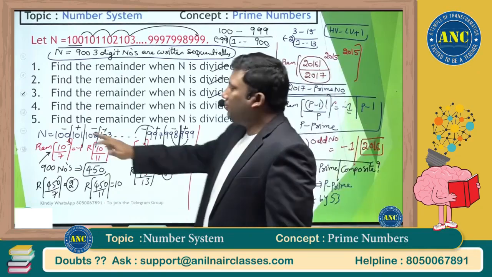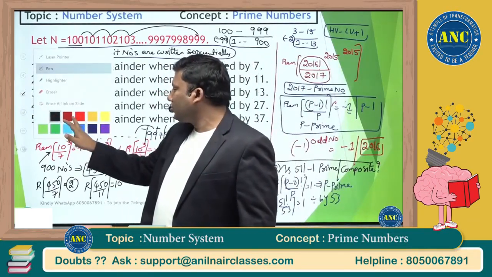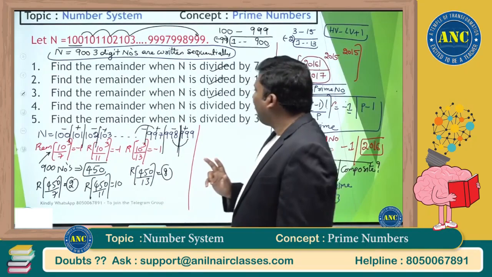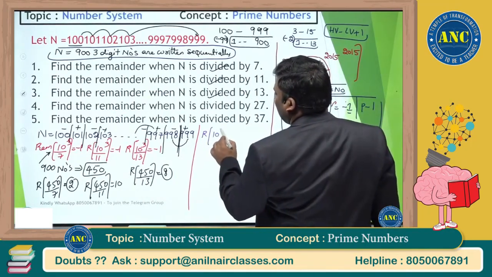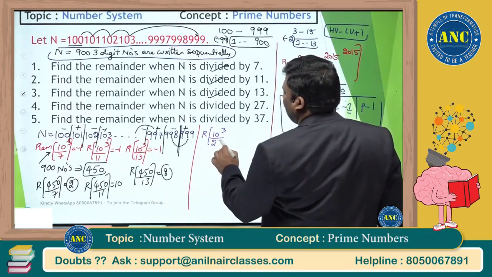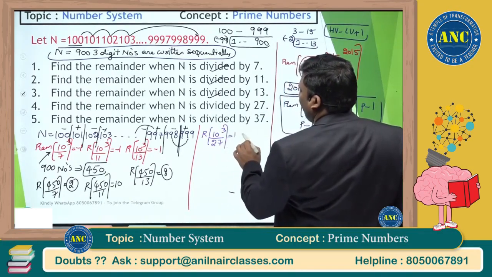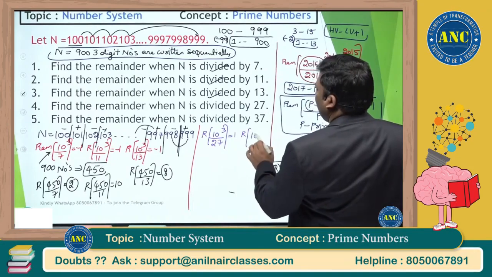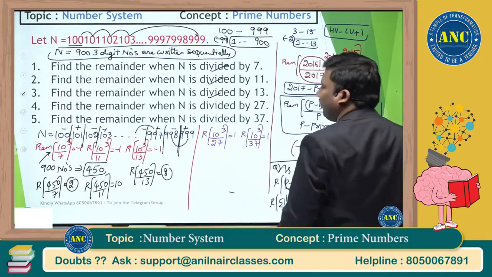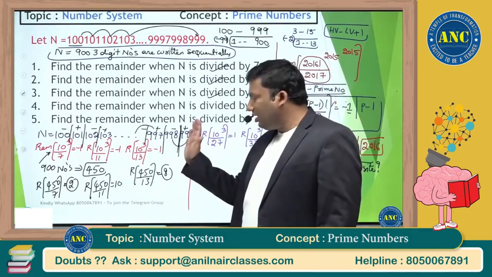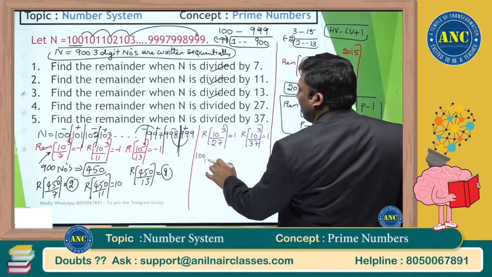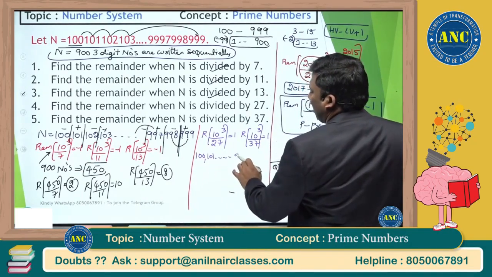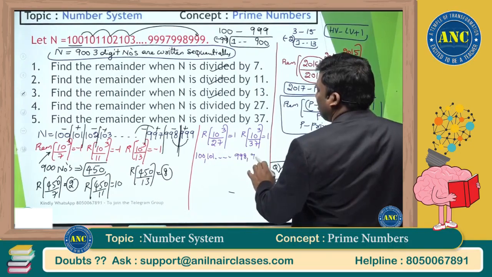Now see here. What are the fourth and fifth questions? Find the remainder when it is divided by 27 and 37. So 10 cube divided by 27, remainder is 1. 10 cube divided by 37, remainder is 1. So what do we have to do? What is the divisibility rule for 27 and 37? Take a group of 3 digits, from 100, 101, till 998, 999.